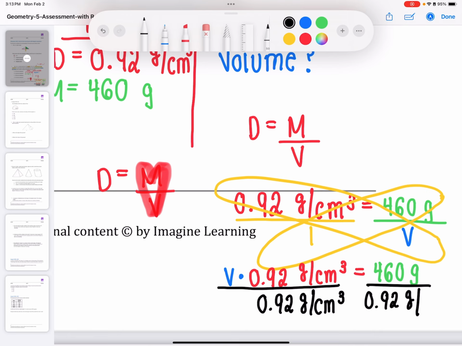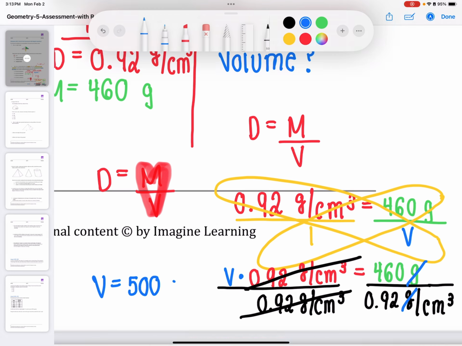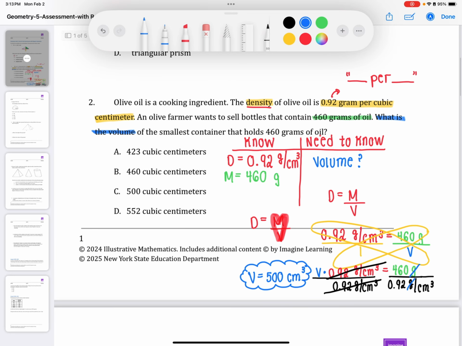And when you plug 460 grams divided by 0.92 grams per cubic centimeters into your calculator, you end up getting your volume. Also remember that the grams and grams cross out, so you end up with 500 cubic centimeters. That is your final answer for question number 2, which is choice C.